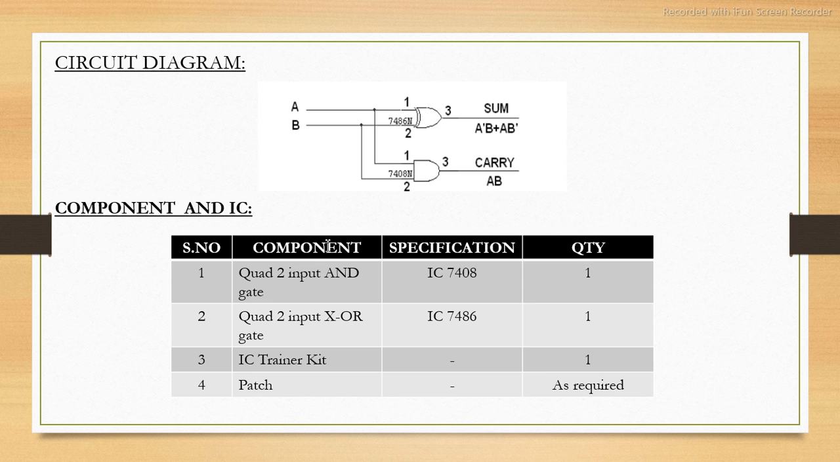What components are required in half adder? AND gate, XOR gate. AND gate IC number is 7408, XOR gate IC number is 7486. IC trainer kit, patch board. It can be demoed.